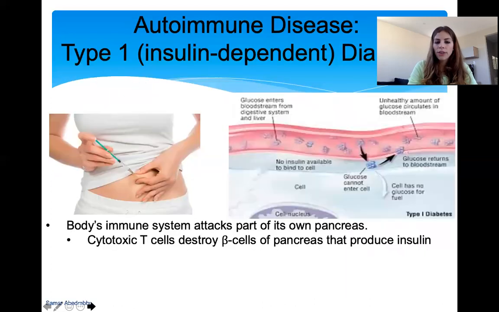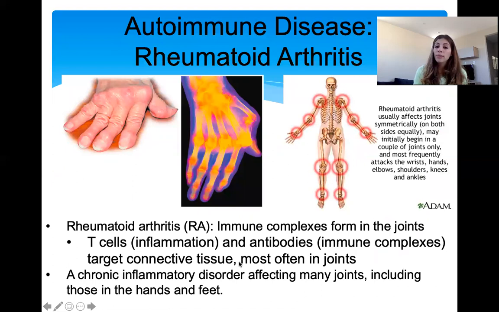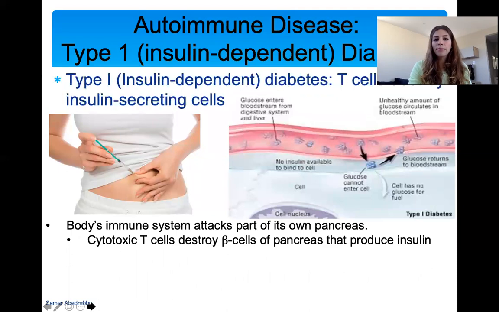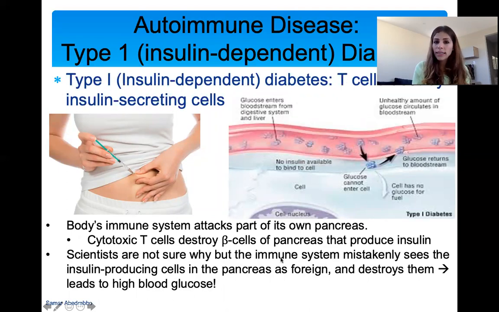Rheumatoid arthritis is where immune complexes form in the joints. You guys know this, arthritis typically affects joints. The reason it does is because all these immune complexes, antigen-antibody complexes, form in the joints, and then you get major inflammation in the joints. It also has to do with T cells, and they target different connective tissue in the joints. It's a chronic inflammatory disorder that could happen anywhere in the joints in the body, and it's basically immune complexes targeting joints, and it's very painful.